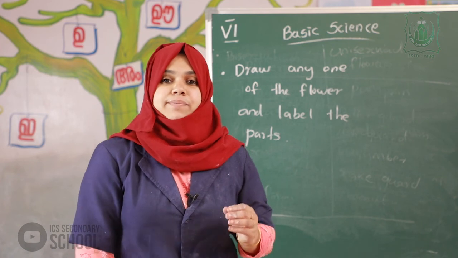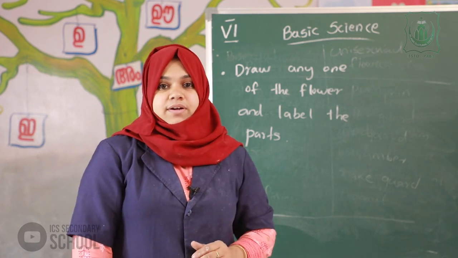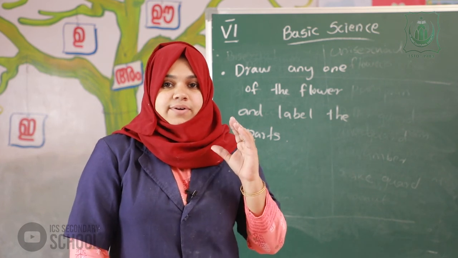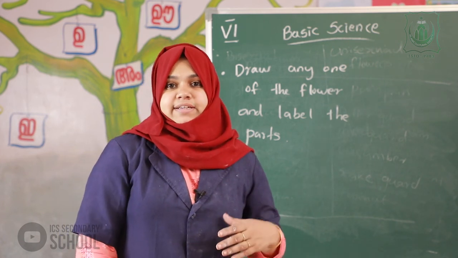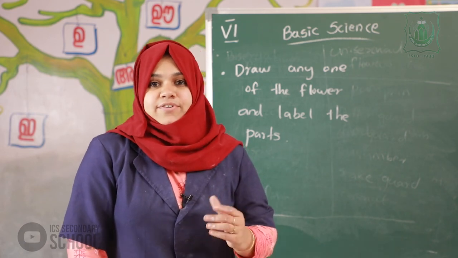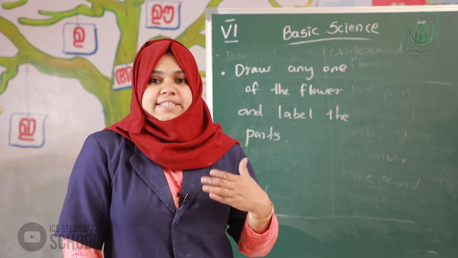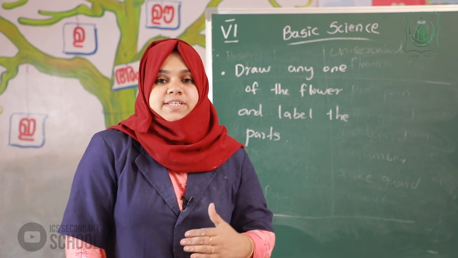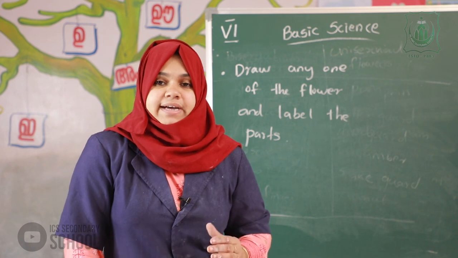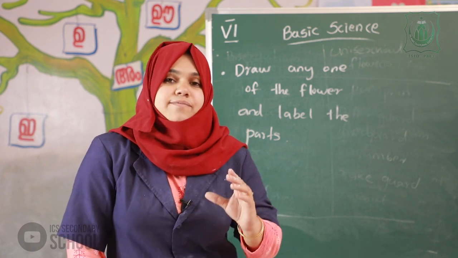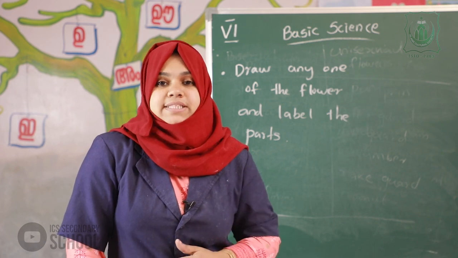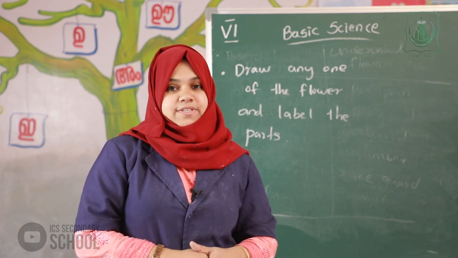And also we learned about the functions of the flower. All of you write this and study well. And at last we studied bisexual flowers and unisexual flowers. Separate androecium and gynoecium seen in separate flowers is known as unisexual flower, and the same flower having both androecium and gynoecium is known as bisexual flower. Okay, all of you study well.